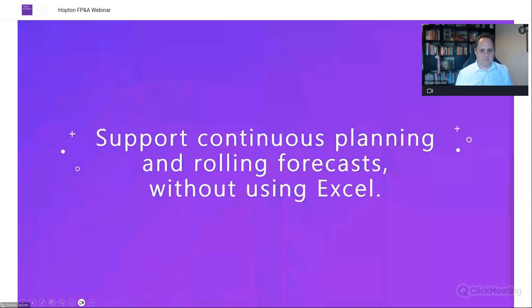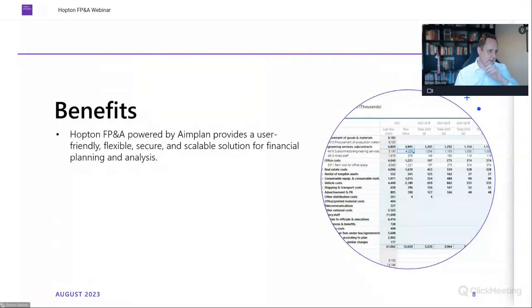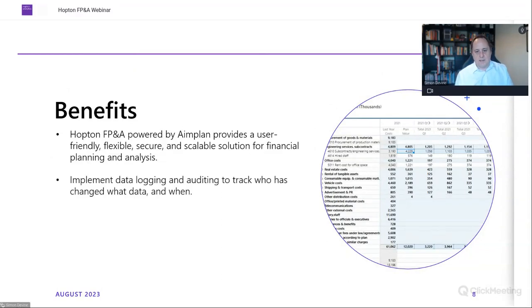So what can we do? You can already see that really the Hopton FP&A tool supports continuous planning and rolling forecasts without the use of Excel, which is a fantastic thing. The benefits, well, hopefully you can already see. Our solution powered by Aimplan provides user-friendly, flexible, secure, scalable solutions. You can implement data logging and auditing to track what's changed, who and when. This means that you can keep track of changes and ensure that your data is accurate.